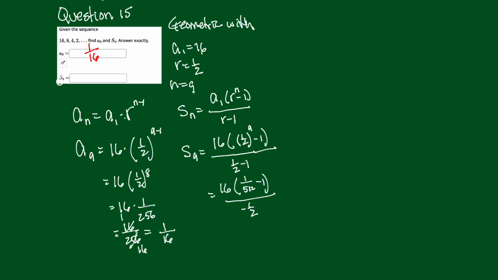Now for this numerator, I'll do this up here. S sub 9 is equal to 16 times, now what we're going to get here is 1 over 512 minus 1, but I'm going to write that as 1 over 512, all over negative 1/2. So this will give us 16 times, 1 minus 512 is negative 511, over 512, divided by negative 1/2.